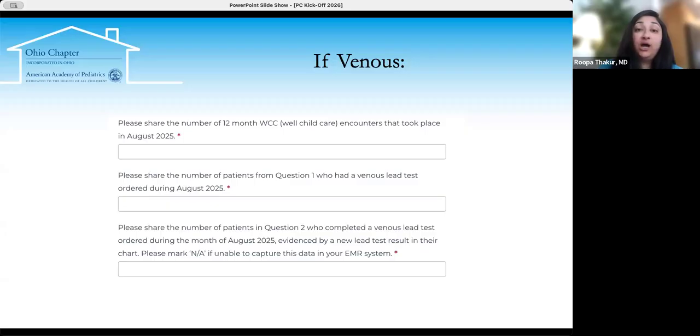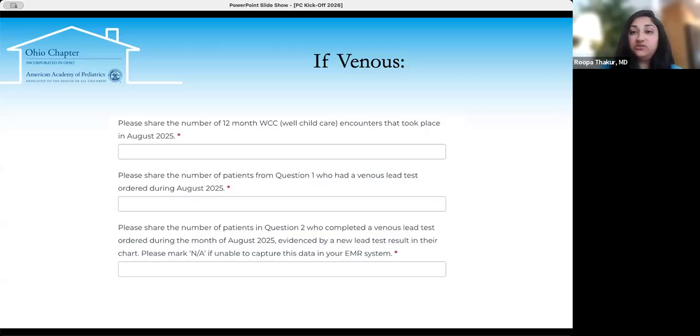You'll be asked to share how many 12-month well child visits your practice completed in August to understand our denominator. Of those, how many had a lead test ordered? And then of those, how many had a lead test actually resulted in their chart? So the test was completed.